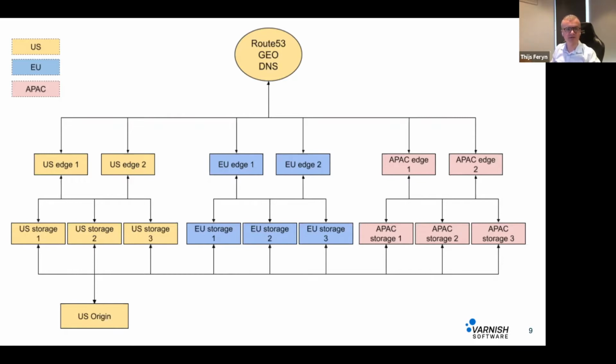The goal is to have 3 different POPs. POPs stand for point of presence. So we have presence in the United States, presence in the Asia Pacific region. And the goal today is to create an EU point of presence to make sure that we're covered in these 3 big areas.